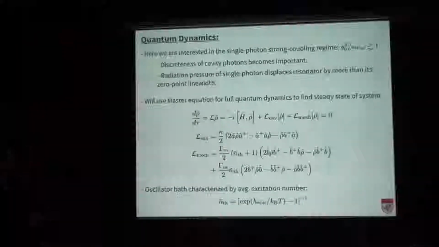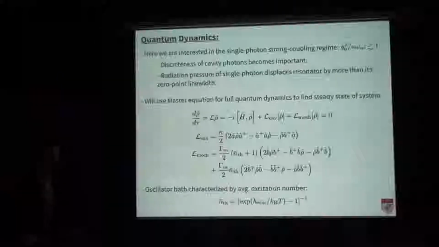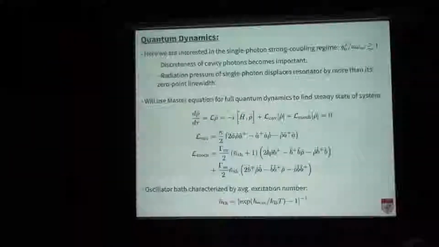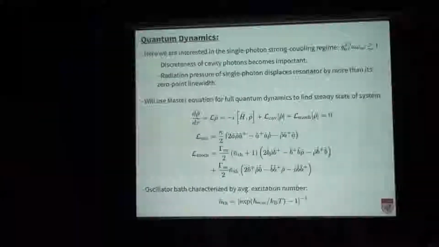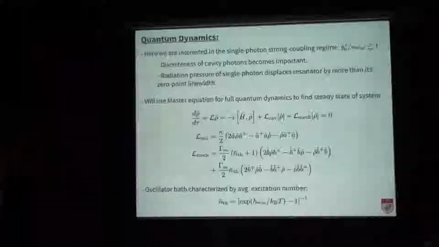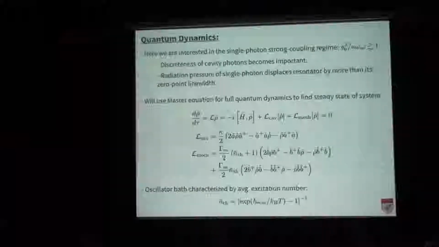It has the usual evolution from the von Neumann equation, and then you have these script L's, which are called Liouvillian superoperators, and these are operators that describe dissipation. Okay, and here I've written them out in their full detail for those who know what these are. The important part is these describe the dissipation or the loss of energy from my system into the environment.